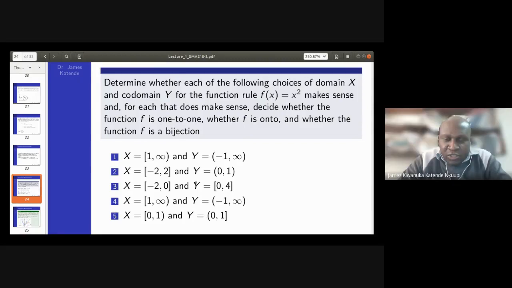So basically what you have is you need to be able to map points from the set X to the set Y. So if I pick points from the set X, is it possible to find an image for them in Y? Can I find the image of all the points in X?